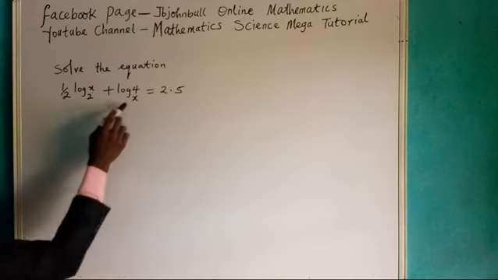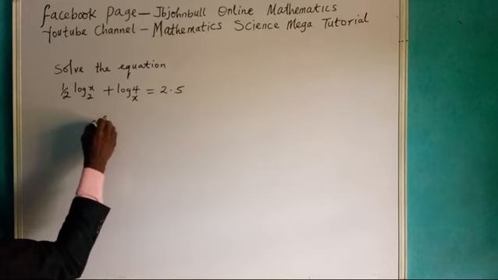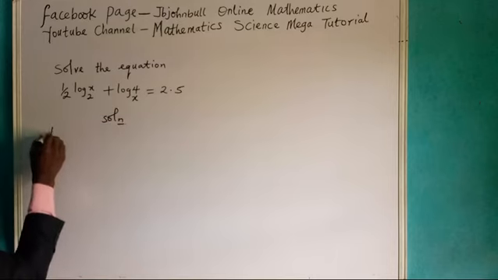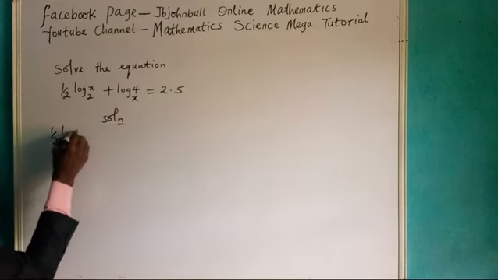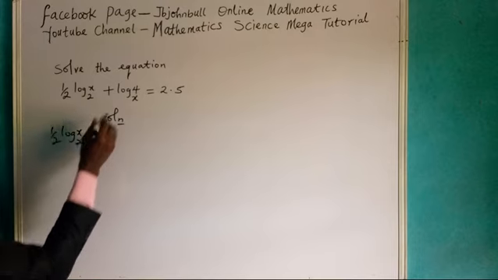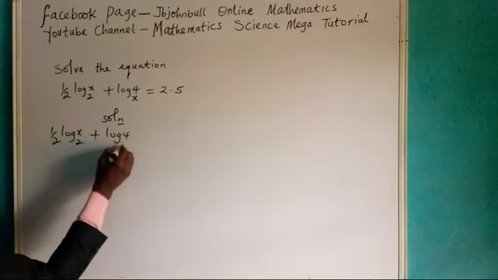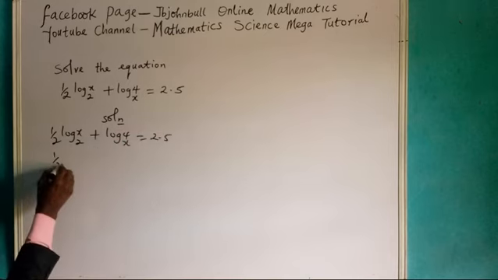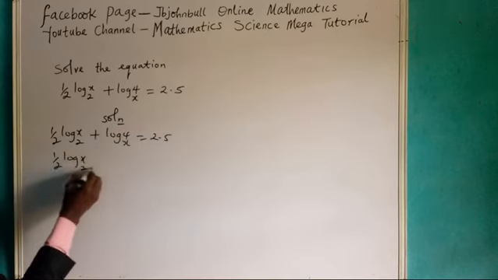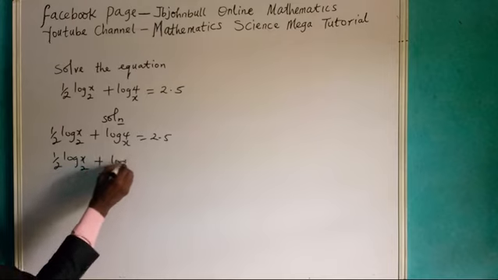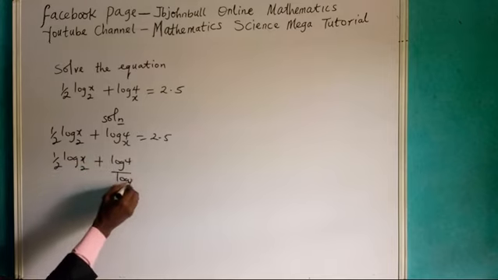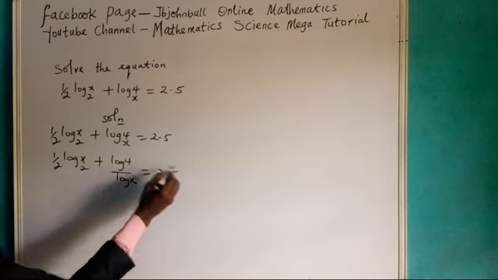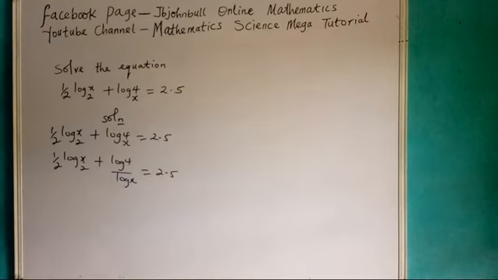Okay, now at this very part, I'm going to involve change of base. And don't forget that for change of base, we have it as log 4 divided by log x equal to 2.5. This is what we have. Meaning we'll change it, we have log 4 divided by log x.